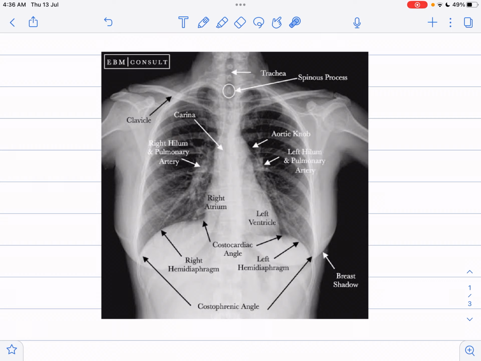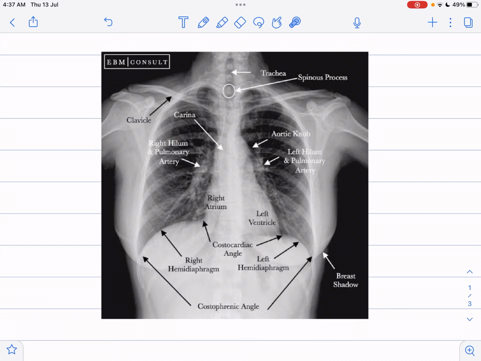These recesses are important because if any fluid or any air is going to accumulate in the lungs, these angles are going to get blunt. So the pathology can be seen over here. These are very important, so you guys should know about these two angles.